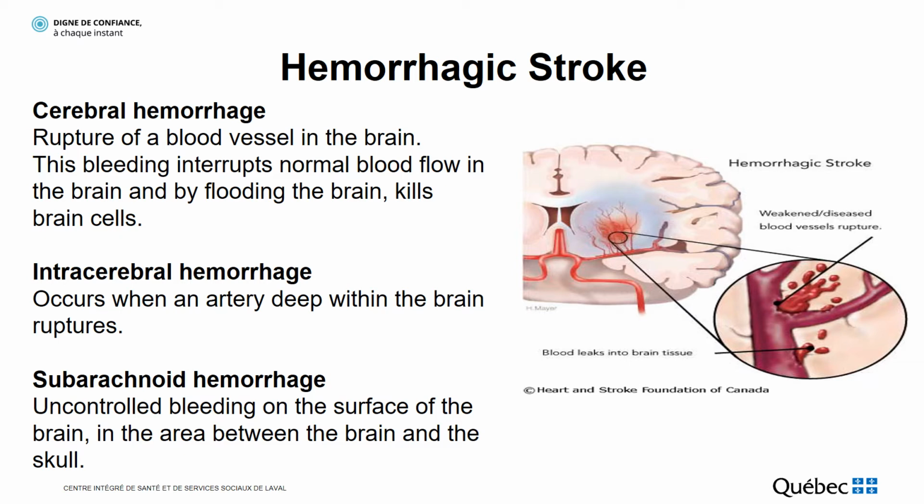Hemorrhagic strokes are divided into two main categories. Intracerebral hemorrhage, which means the bleeding is from the blood vessels within the brain, or subarachnoid hemorrhage, which means the bleeding happens in the subarachnoid space, which is the space between the brain and the membranes that cover the brain.